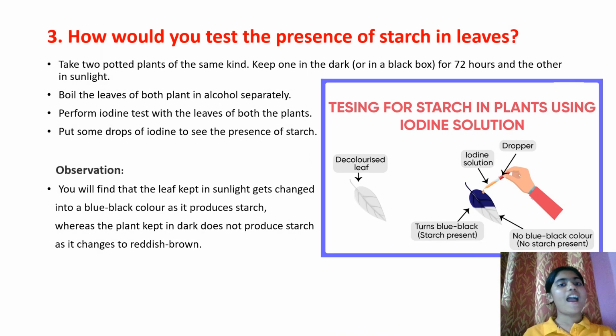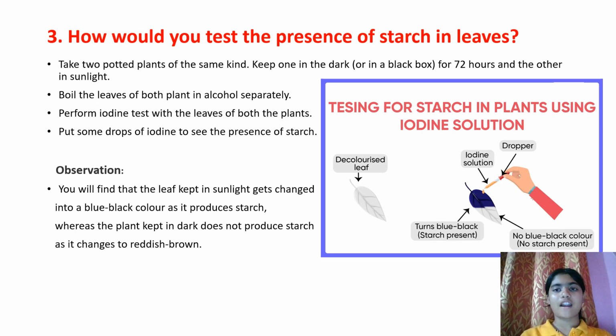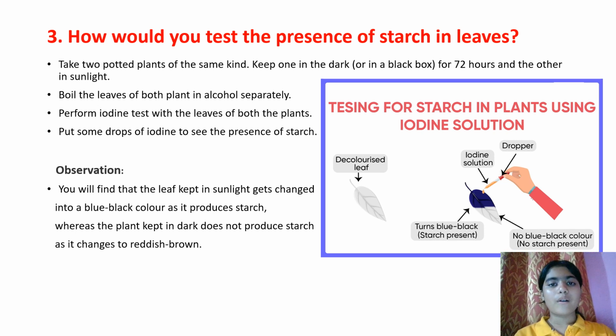How would you test the presence of starch in leaves? Take two potted plants of the same kind, keep one in the dark for 72 hours and the other in sunlight. Boil the leaves of the plants in alcohol separately. Perform the iodine test with the leaves of both plants. Put some drops of iodine to see the presence of starch.